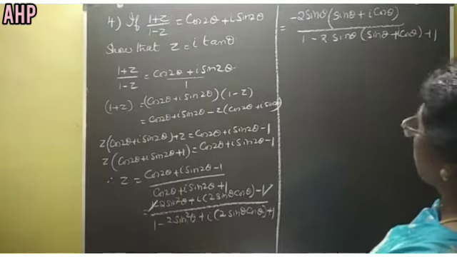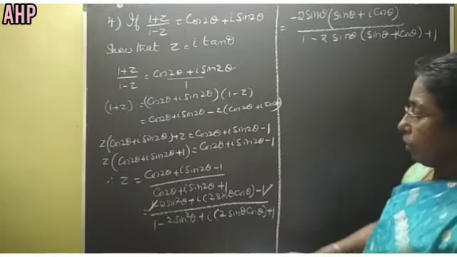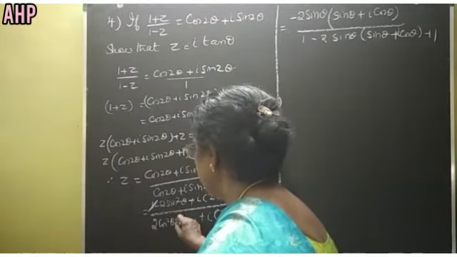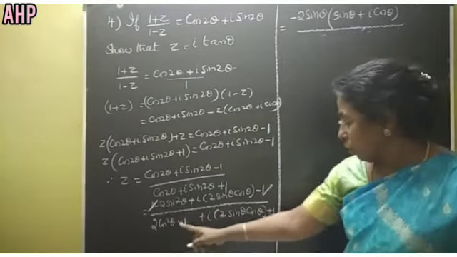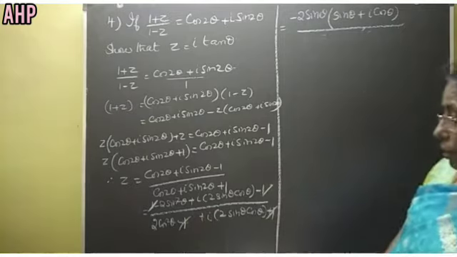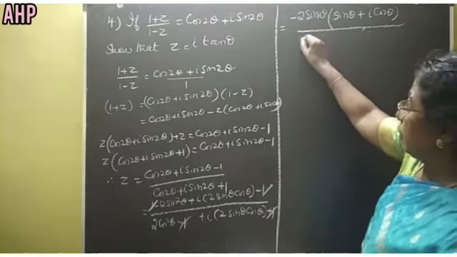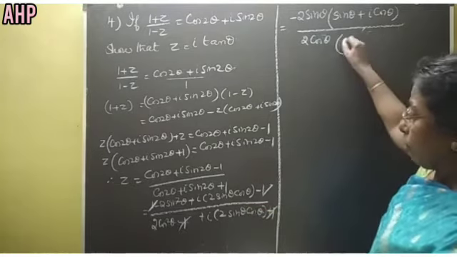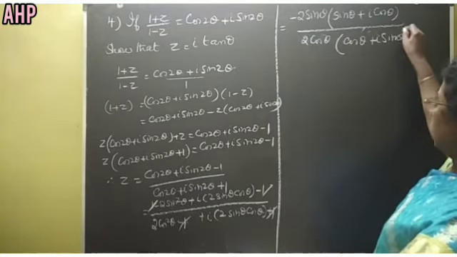So here we can write, instead of writing 1 minus 2 sin square theta, we can write 2 cos square theta minus 1. Cos 2 theta is 1 minus 2 sin square theta. We can write 2 cos square theta minus 1, so that this minus 1 and this plus 1 gets cancelled. We have 2 cos theta in common. So we can take here 2 cos theta into, we get cos theta plus I sin theta.